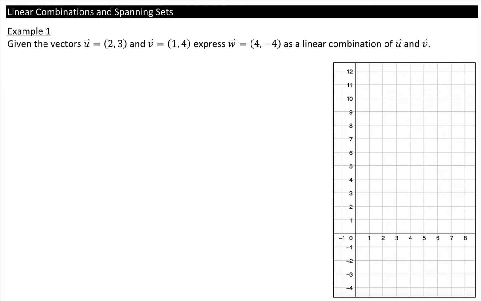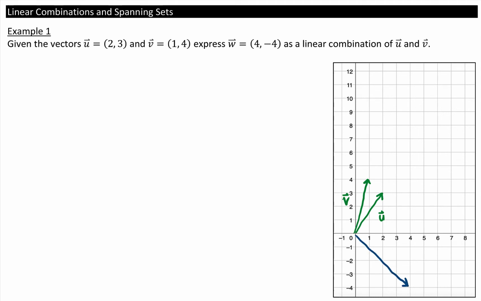Next up are linear combinations and spanning sets. So starting with an example, given the vectors u and v, express w as a linear combination of u and v. So if we draw those two vectors, u is (2, 3), so there's vector u, and vector v is (1, 4), so it goes over 1 and up 4. It's saying, how can I take those two vectors and combine them to get vector w, (4, -4).